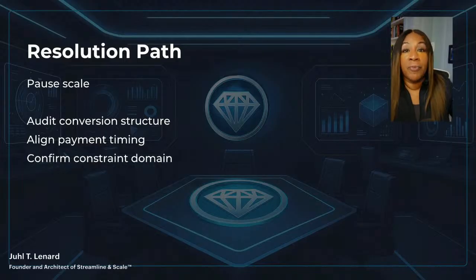And then we confirm the constraint domain, right? Up until this point, we have identified, we have visibility, and we have an idea of where the constraint is, but we still need to confirm the constraint so that we know that we're deploying a fix in the correct area to have an impact on our cash timing. Then we scale. We scale with the constraint being fixed. Okay.